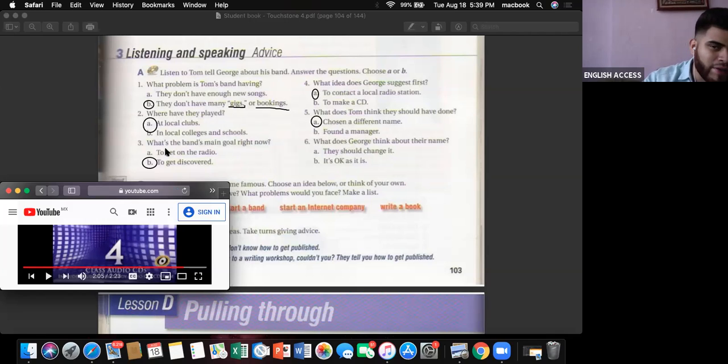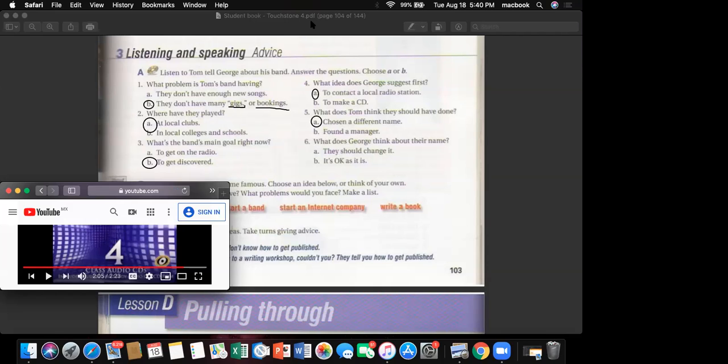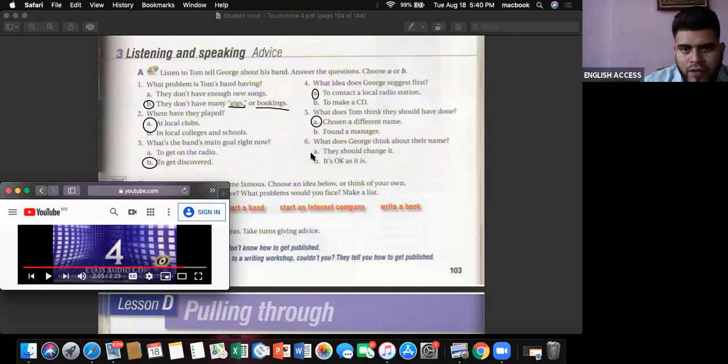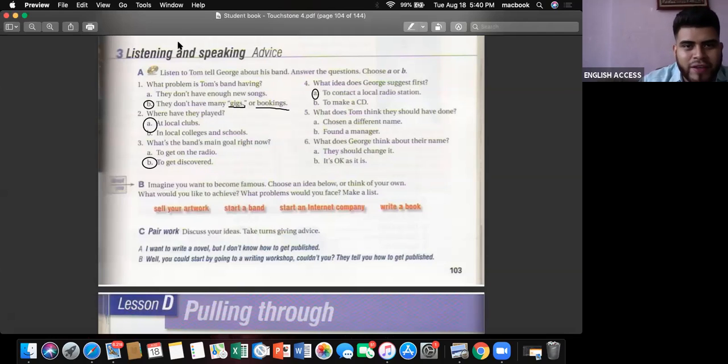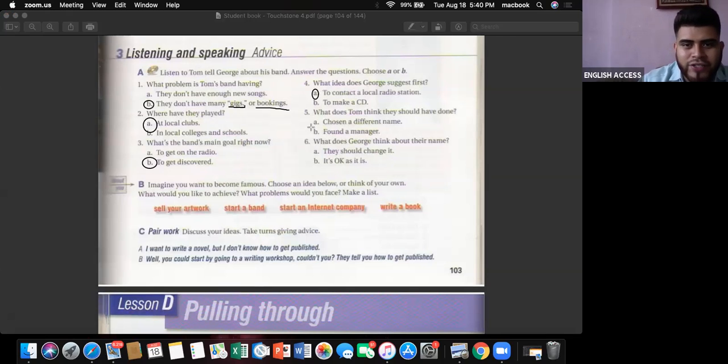What does George think about their name? B. No. Oh, and sorry. Number 5 was B. You know, Tom is the person with the band. He said they should have found a manager. And what does George think about their name? They need to change their names, right, to something more interesting because that's what people are gonna remember. Okay?